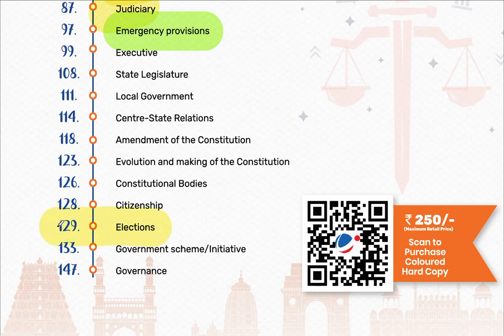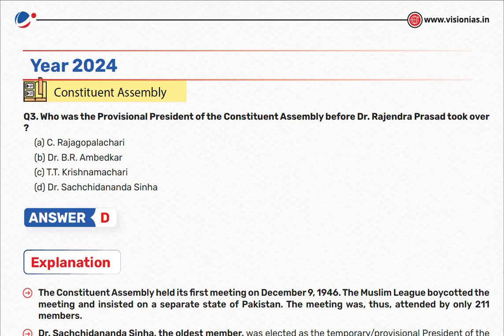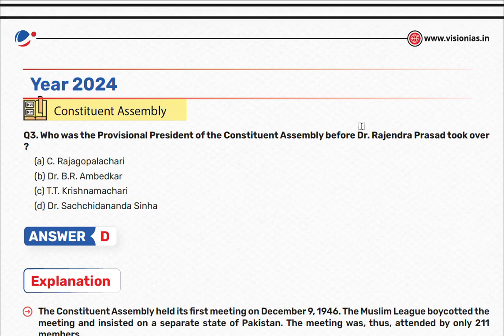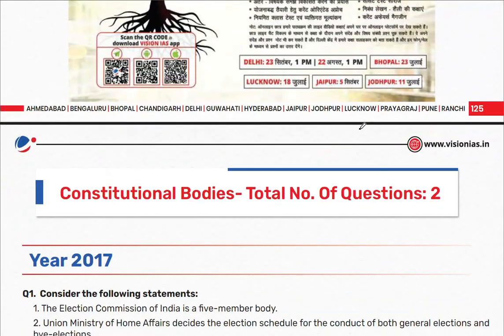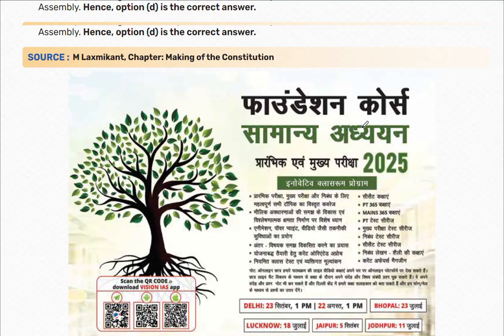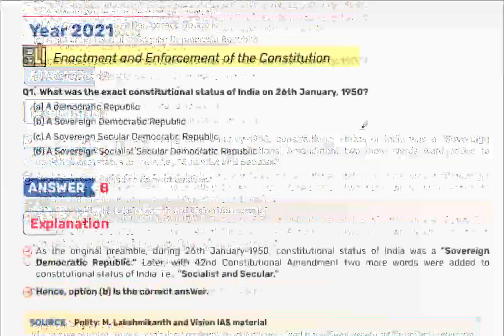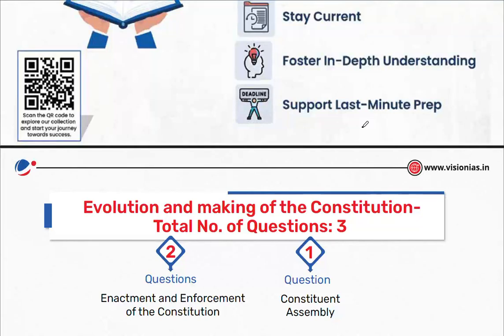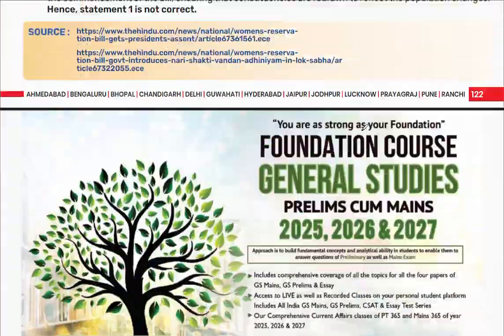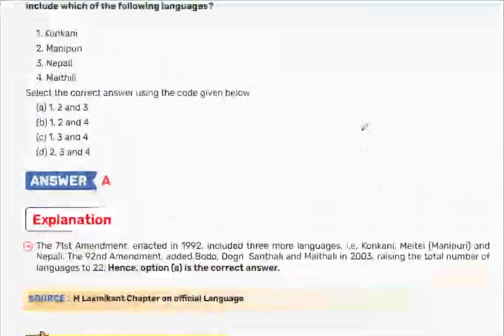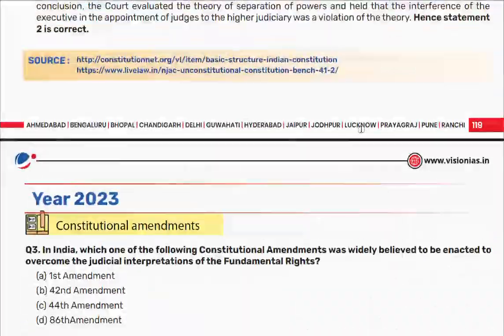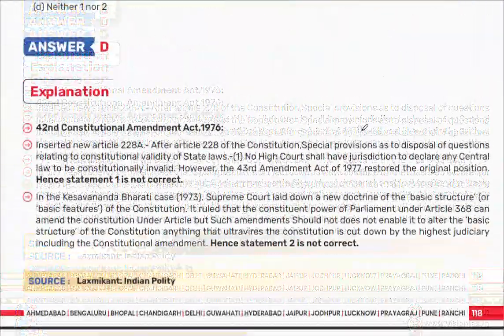Let us talk about the elections. Let us move to 129. I think it may be at 130 here. Just a second. Yes, 129. So this is Constituent Assembly. I think election.